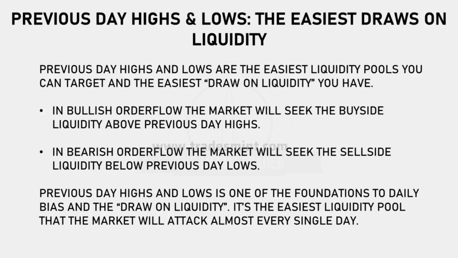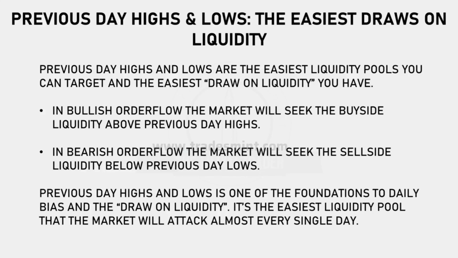There is rarely an inside bar, as we call it, and we'll show you on the next chart how that looks. But in bullish order flow, the market will always seek buy side liquidity above previous daily highs, and in bearish order flow, obviously the market will seek sell side liquidity below previous day's lows. Previous days' highs and lows is one of the foundations to daily bias and the draw on liquidity. It's the easiest liquidity pool the market will attack almost every single day.